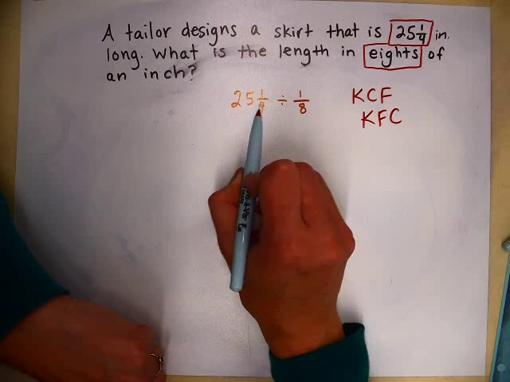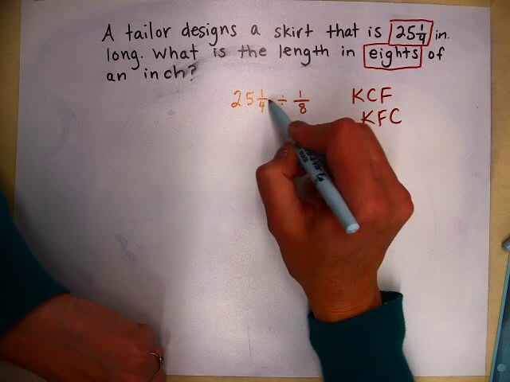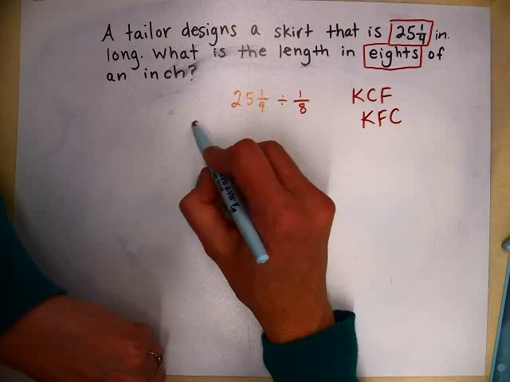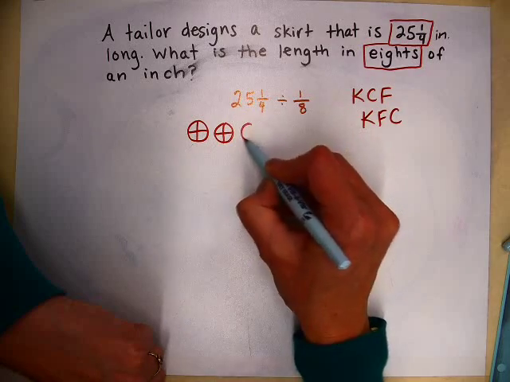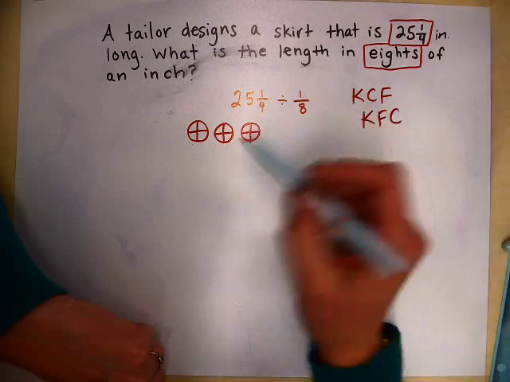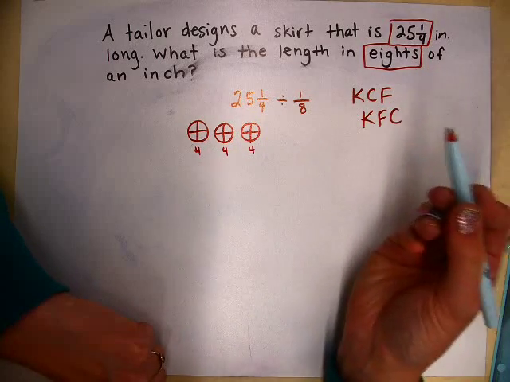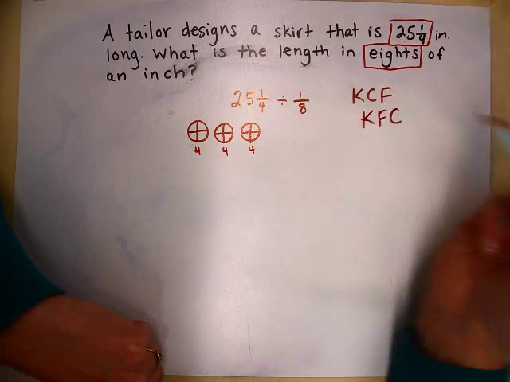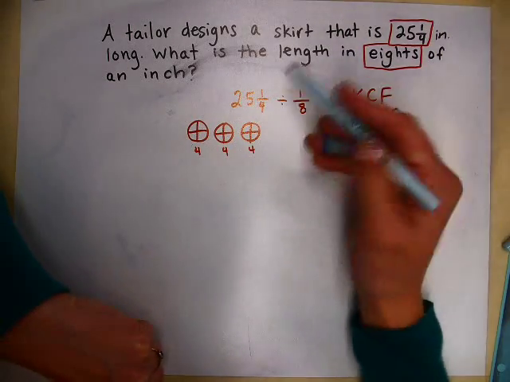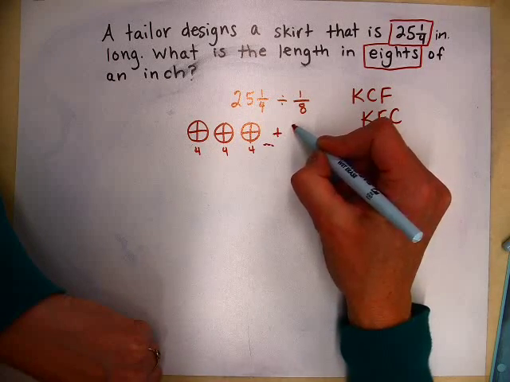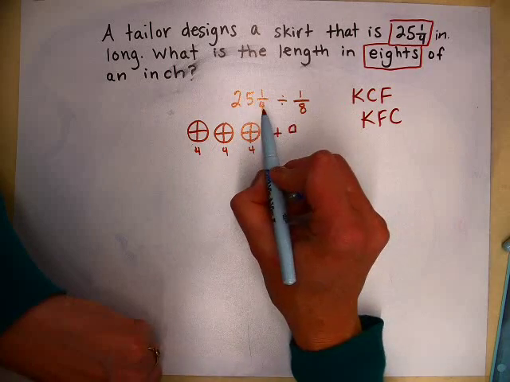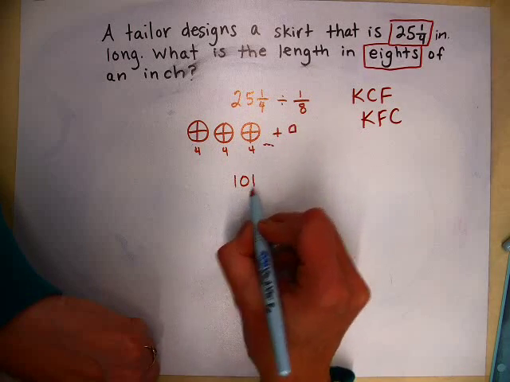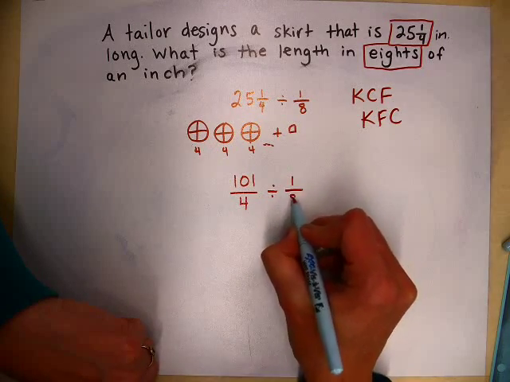In order to do that, this is kind of related to the other thing I was doing. So 25 1/4. Anytime you're turning a mixed number into an improper fraction, you're always going to be in terms of that denominator. So my answer is still going to be in fourths. Just like before, if I had 25 in terms of fourths, I could draw out 25 circles, all cut into fourths, and I have 4 fourths, 8 fourths, 12 fourths, 4 plus 4 plus 4, all the way up to 25, and then plus one more fourth. So what you're really doing is 25 times 4 plus one more fourth. 25 times 4 is 100, plus one more fourth, 101 fourths, divided by 1/8.